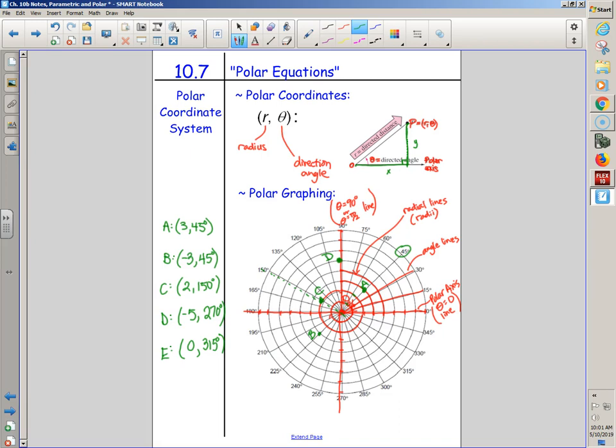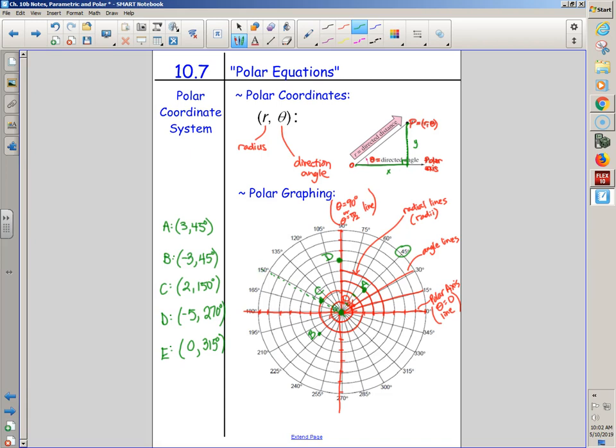Where's point E? Oh, 315. Okay, he's in the fourth quadrant. Whew, so it's going towards 315 or away from 315. Wait, are you going anywhere? It's at the pole. Yeah, it's at the pole. It didn't go anywhere. Wait a minute.